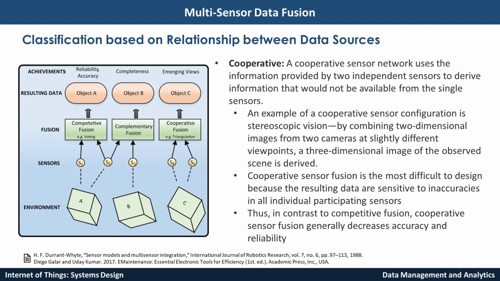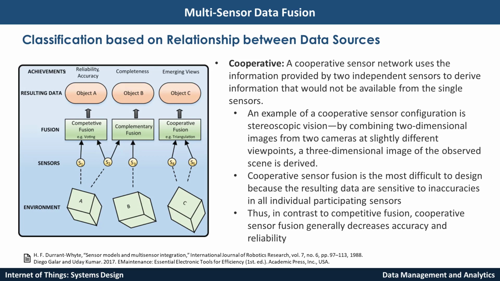Cooperative data fusion is the most difficult to design, because you have one shot. If you are trying to create a 3D image from 2 different cameras, even one small error in one camera could lead to inaccurate results or decrease the accuracy or reliability. So here your objective is an emerging view, a view that captures something you would not be able to capture with other sensors.